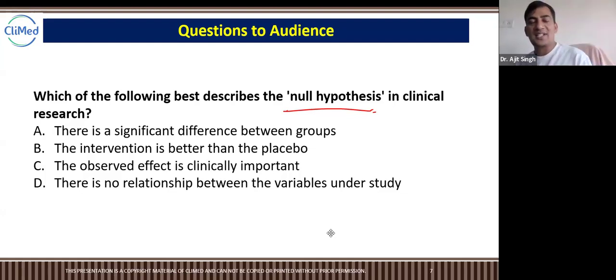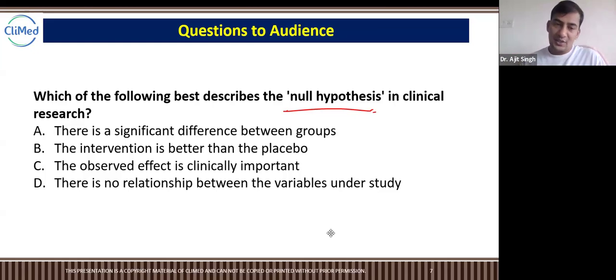What is hypothesis? Let's not talk about null. What do you mean by understand? What do you understand by, or what do you mean by the hypothesis? What is hypothesis? Assumptions. Okay, assumptions or expectations? Yes, assumptions or expectations, anything it could be.